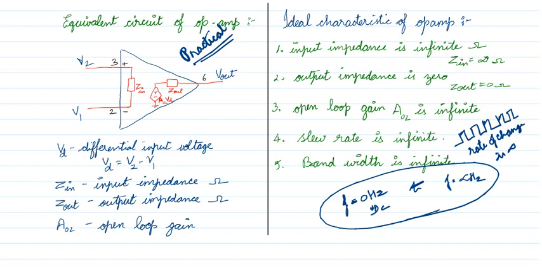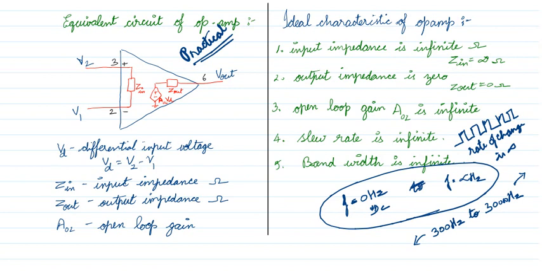Think about it: our human ear is sensitive only to audio frequency, 300 hertz to 3 kilohertz. Our ear hears noise or music only from 300 hertz to 3 kilohertz, or 3000 hertz. This is the audio range of frequency. Beyond that, we are not able to hear. But if you look at the op-amp, it can work from the lowest frequency to the highest frequency. So bandwidth is infinite. But these are ideal.